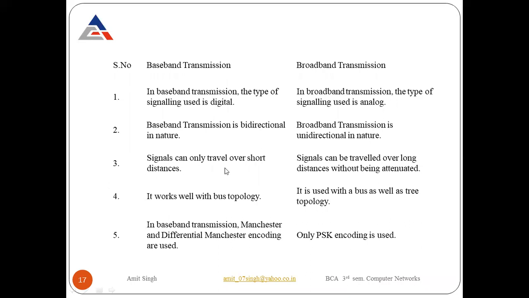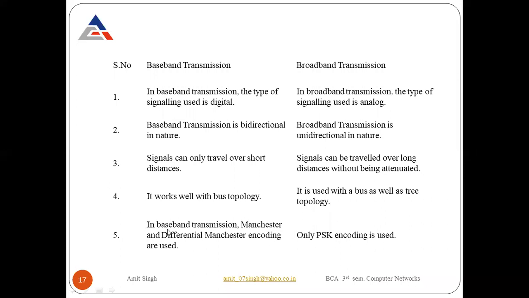Clear? Third, signals can only travel a short distance in the case of baseband. But in the case of broadband, the signals can be traveled over a long distance without being attenuated. Attenuated means without any interruption. The fourth, it works well with the bus topology. Baseband is very compatible with the bus topology. And broadband is used with the bus as well as the tree topology.